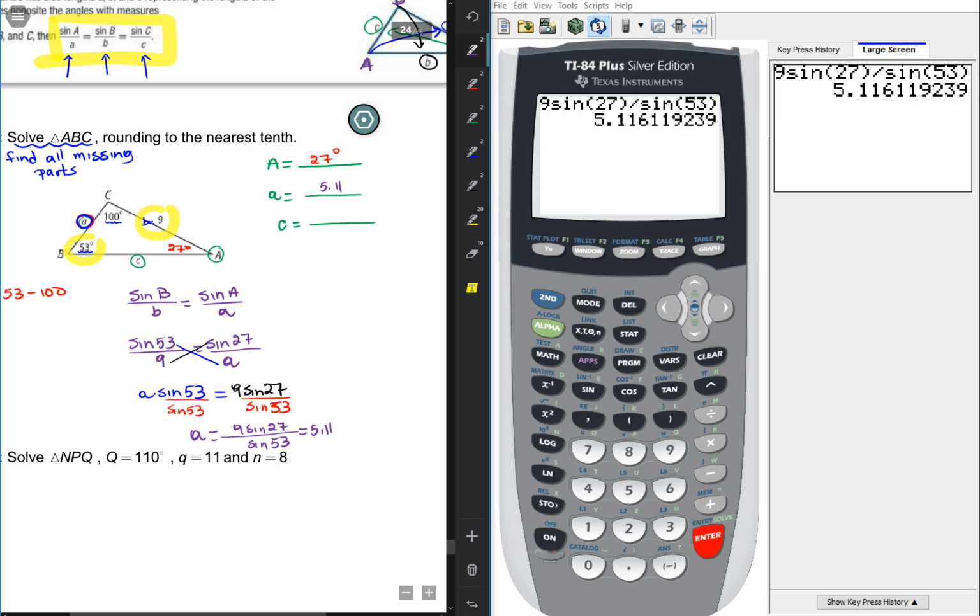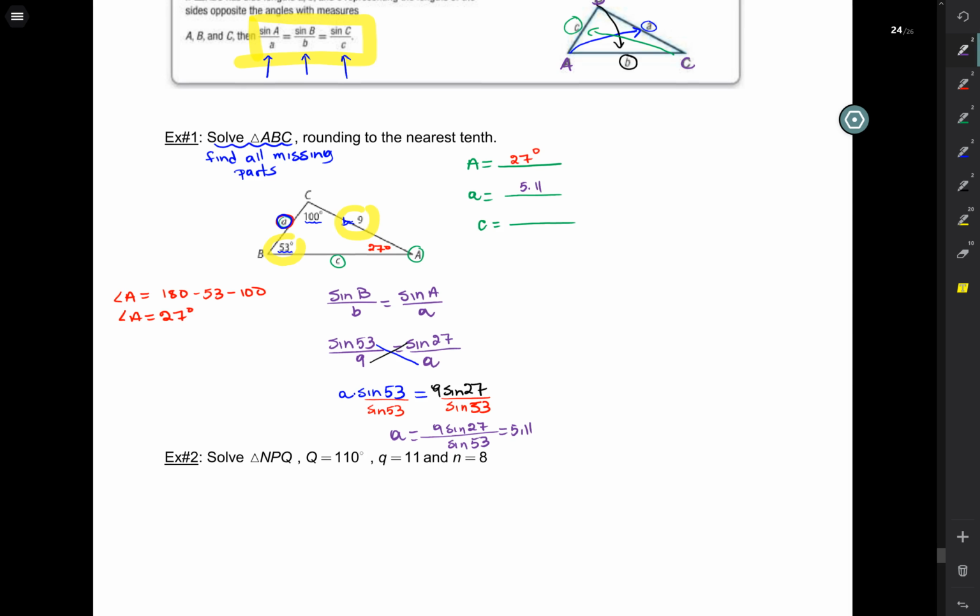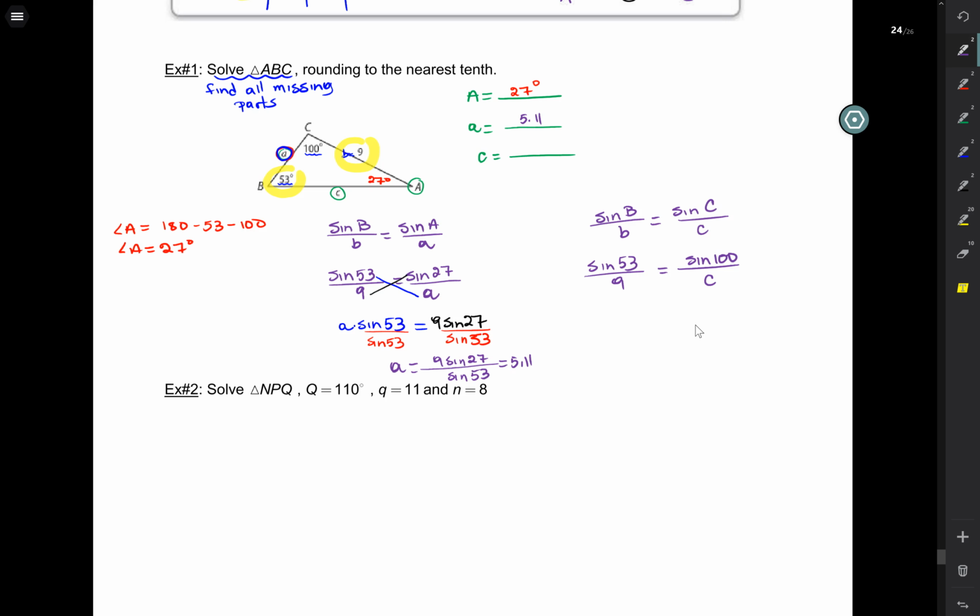All right, now we're going to do the other one. So now I need to find c. Remember what I had started with? It was sine of b over b. Now I'm going to use that to find c this time. Okay, so let's see what we have. Sine of 53 divided by 9 is equal to sine of 100 divided by c. All right, now again, we can cross multiply. You know what? This time, let me show you a little shortcut.